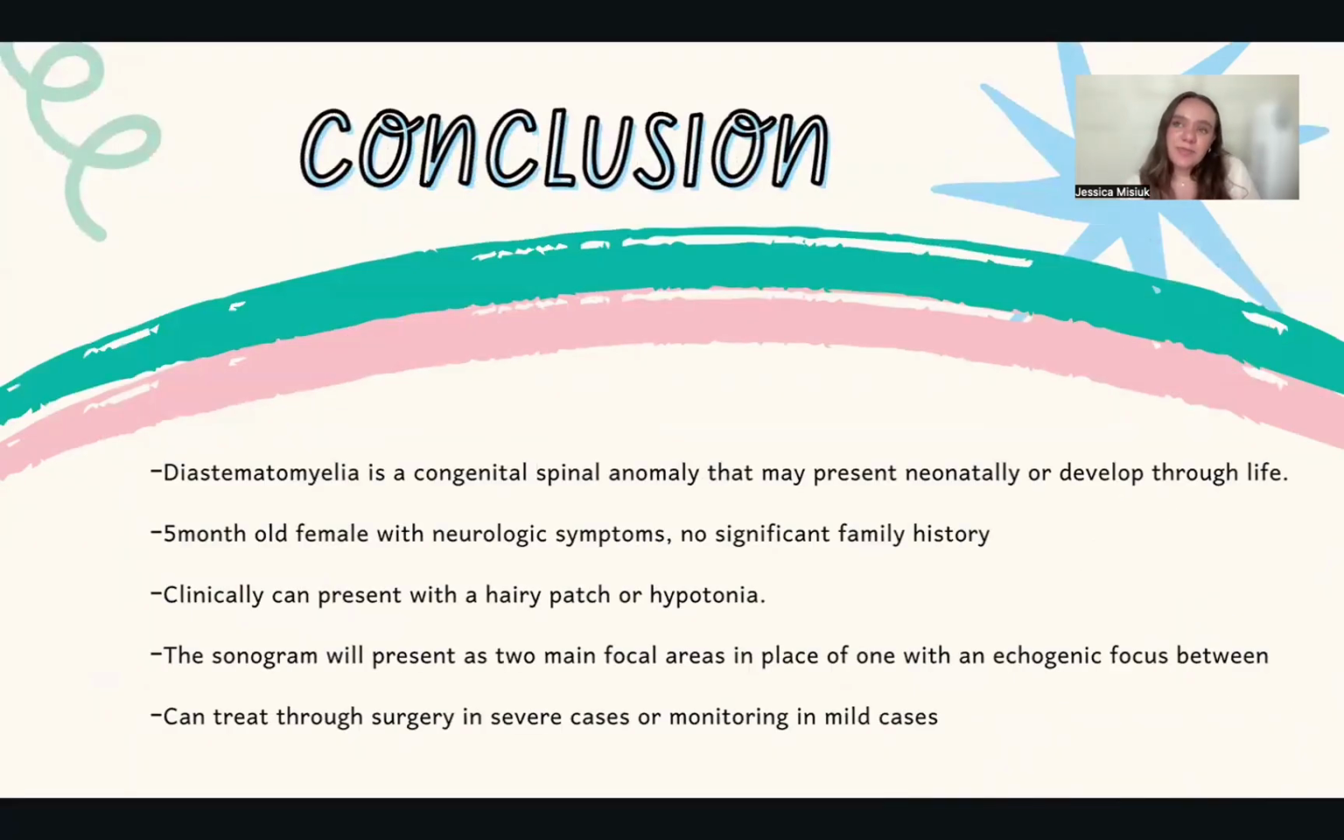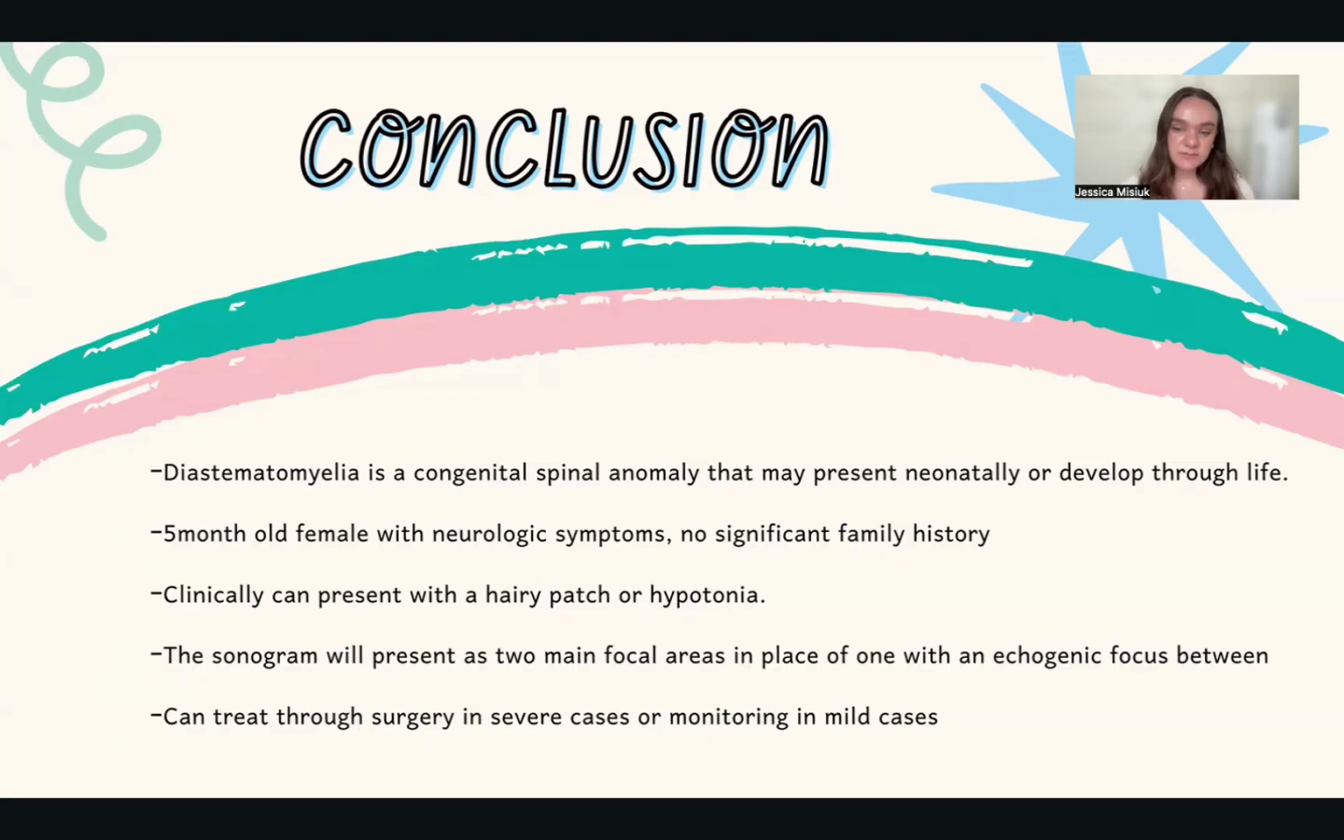So, in conclusion, diastematomyelia is a congenital spinal anomaly that may present neonatally or may develop later throughout life if it is not caught earlier. In this specific case, we talked about a 5-month-old female who had neurological symptoms, but no significant family history that may point to this anomaly. They clinically presented with a hairy patch and hypotonia, which resulted in coming to see the physician in hopes of treating them.